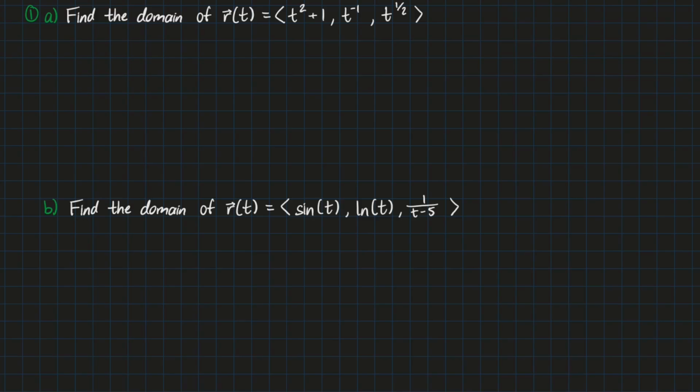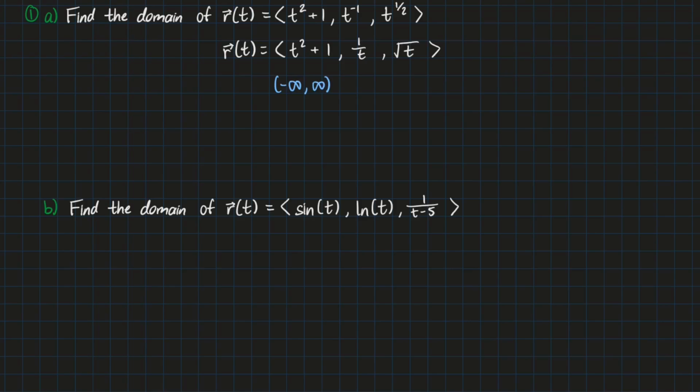Okay, so for example 1a, find the domain of r of t equals t squared plus 1, t to the negative 1, and t to the half. We can rewrite r of t as t squared plus 1, which we could keep the same, and then t to the negative 1 is 1 over t, and t to the half we can say is the square root of t. So for the first component, we have t squared plus 1. That is a polynomial, so all real numbers are in the domain. In interval notation, we can say the domain is from negative infinity to infinity.